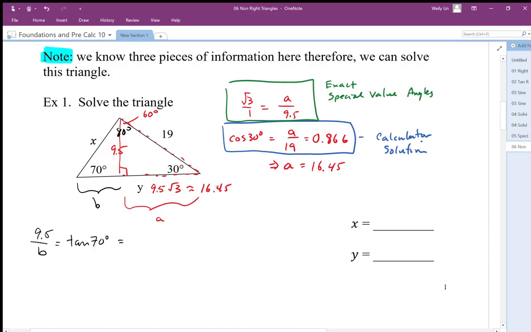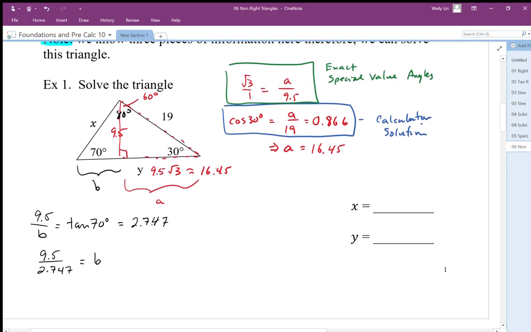So I need the tan of 70 degrees from my calculator. My slope is 2.7474, so I'm just going to round that to 2.747. Then solving for B algebraically, I get 9.5 divided by 2.747 is equal to B, and the length of B that we get is 3.457, so I'm going to round that to 3.46.